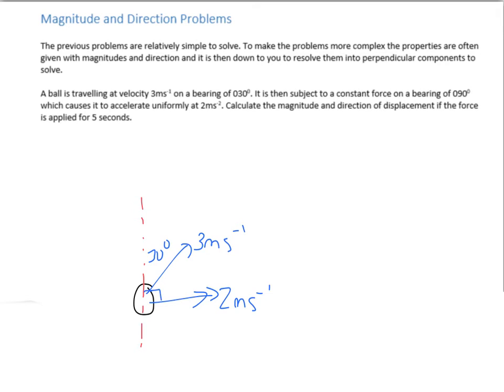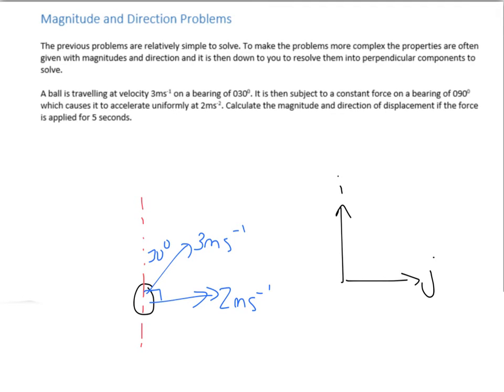We know this is a right angle because it's 90 degrees. And it wants you to calculate the magnitude and direction of the displacement if the force is applied for 5 seconds. So the first thing with these is always to define our I and J direction. So I'm going to say this is our I direction and this is our J direction. Obviously I'm allowed to pick those directions, but I've picked it so one of them matches up with the acceleration or the force in this case, which is a fairly simple thing to do.